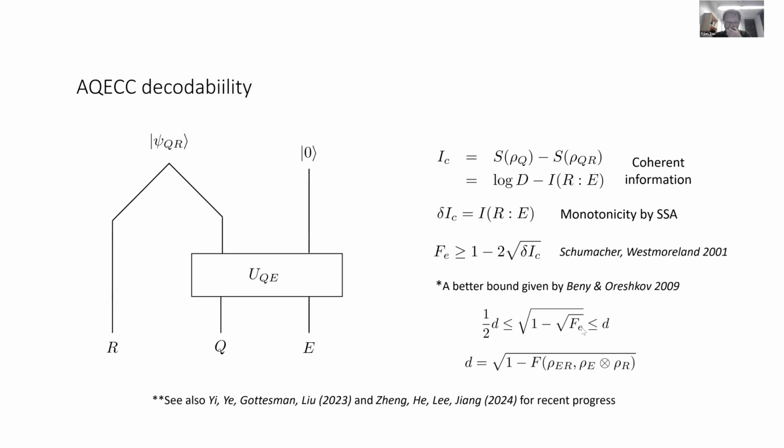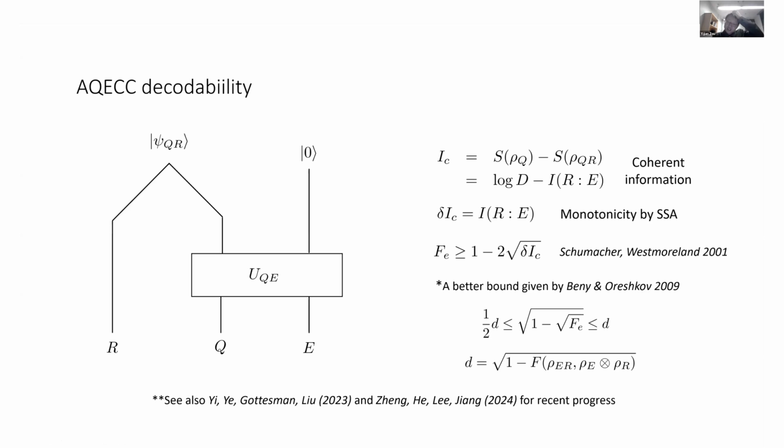And actually, this can be readily generalized to the approximate case, where you just compute the mutual information between the reference and the environment. If the mutual information is 0, that means the reference and the environment are decoupled, and that means perfect error correction. But if the mutual information is small, that also means the information can be partially recovered, which is given by this inequality: the entanglement fidelity must be greater than 1 minus 2 times the square root of delta, where delta is the mutual information I(R:E).